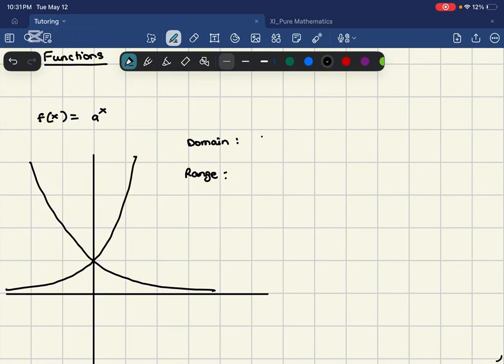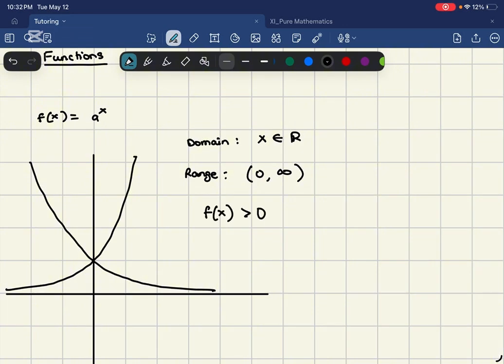So the domain is x can be all real numbers, right? You can put any negative x, you can put x as 0, you can put any positive x. But your range is never going to be 0. You raise a to anything, you're never going to get 0. It's what we call asymptotic. So it's not possible to be 0 and it's always bigger than 0. So your range, f of x, is always bigger than 0.